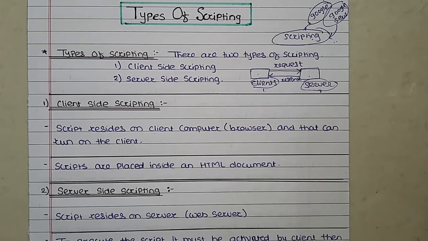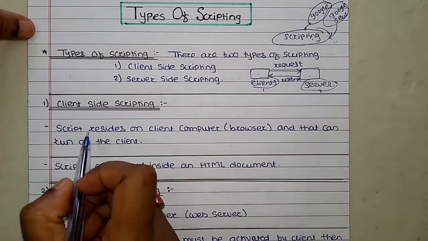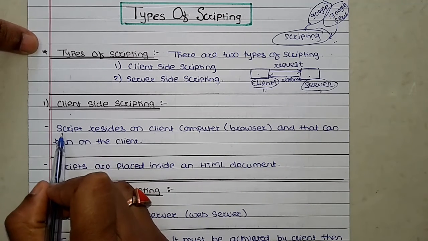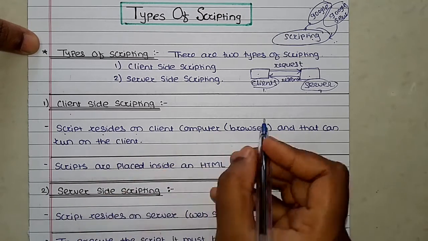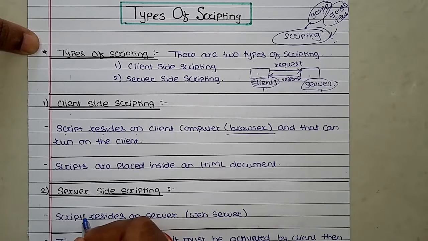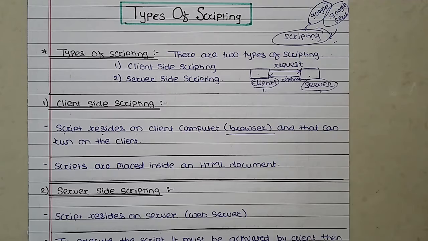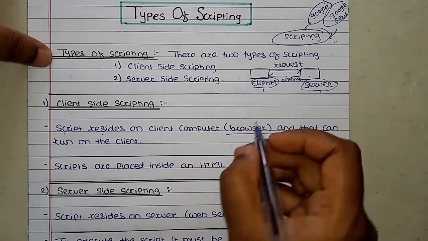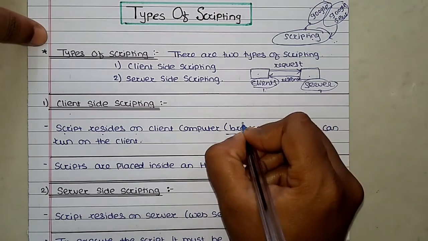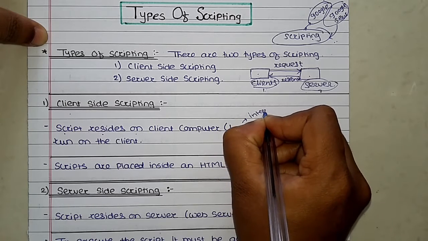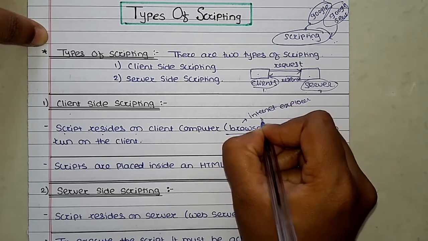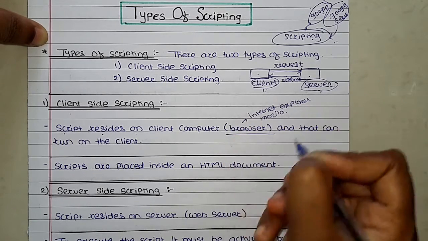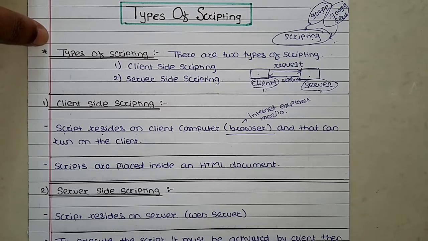First of all we start with client side scripting. What do we mean by client side scripting? Scripts reside on the client computer, which is called the browser, and they run on the client. These programs run on the client machine itself. So what are the browsers? Internet Explorer, Mozilla and Netscape. These are the browsers.